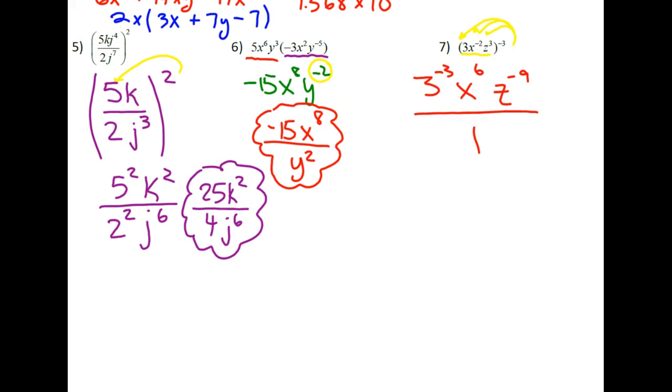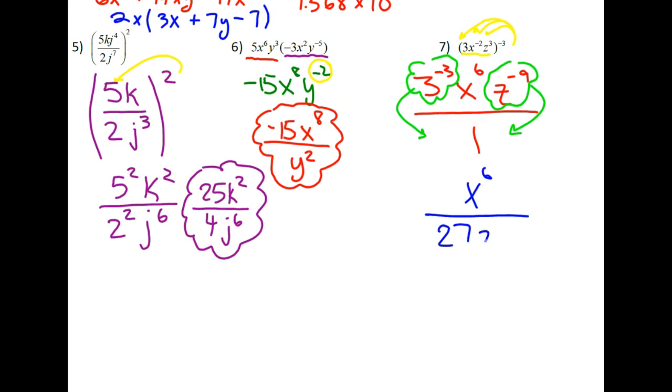And so what happens is anything that has a negative exponent is going to be moving down and changing to positive, which are those two items right there. So we are going to have in our numerator x to the 6 as the only thing, so lonely up there. And in the denominator we'll have 3 times 3 times 3, which is 27, z to the positive 9.